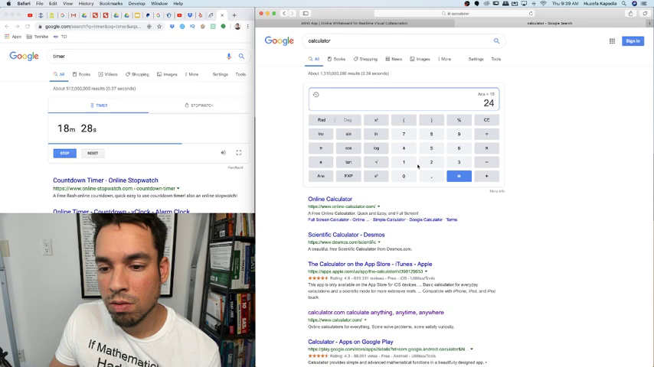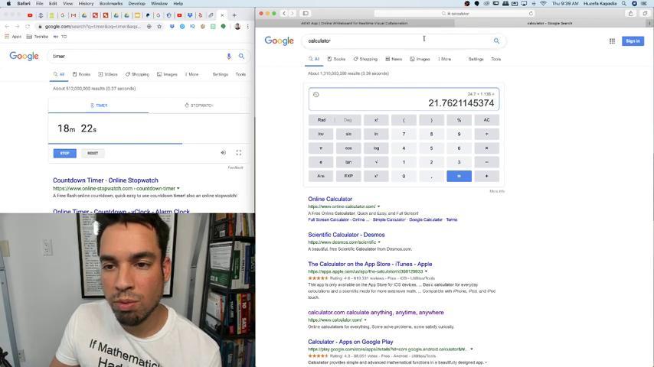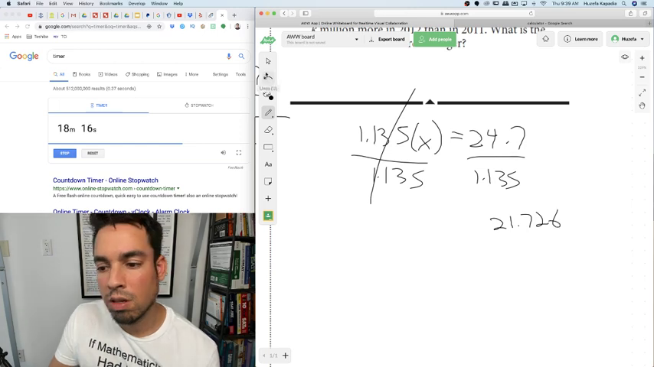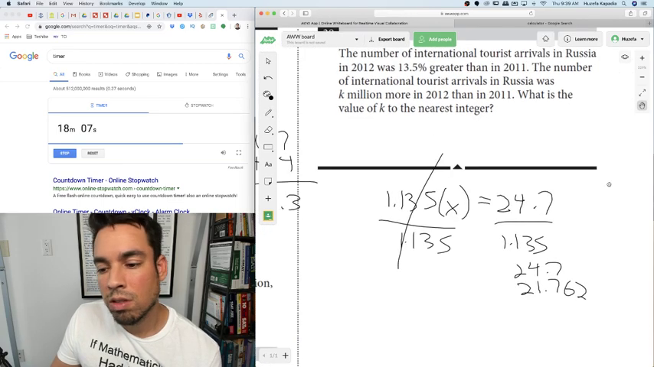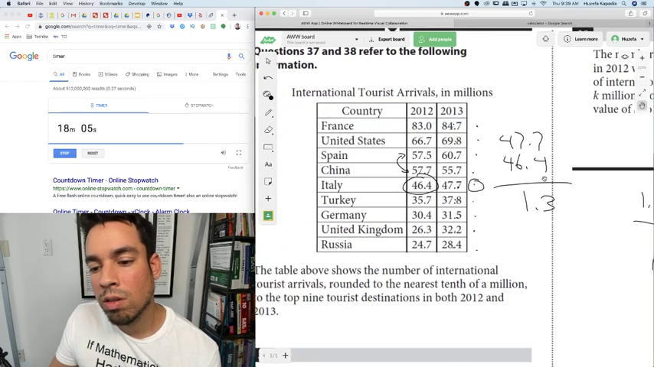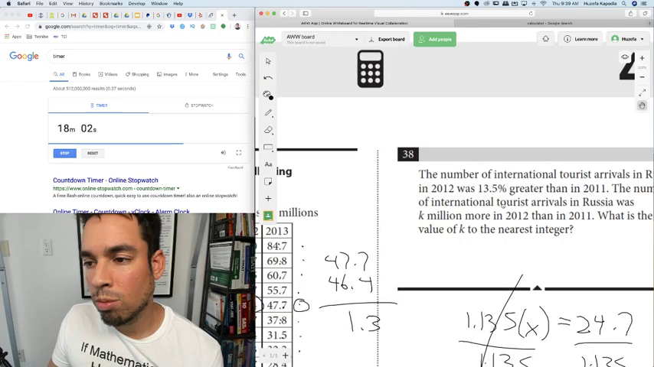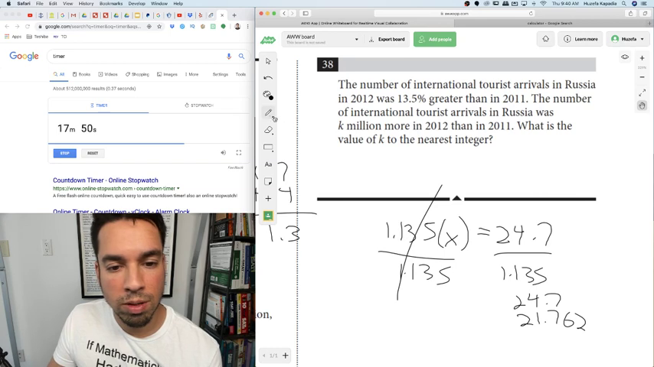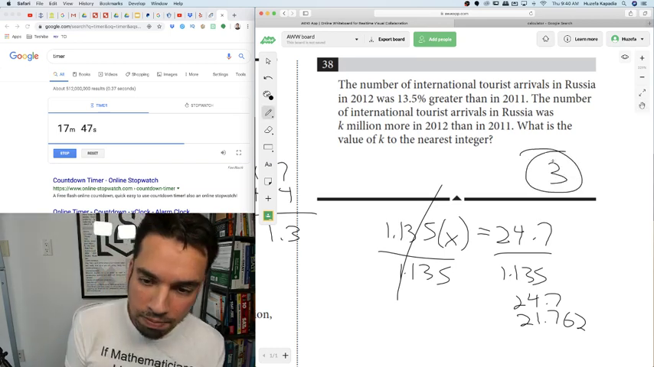24.7. 21.762. Oops. 762. And this one is 24.7 to the nearest integer. Let me just make sure. 24.7. So I do 24.7 minus that. .9, or to the nearest integer is 3. And that's it. We're done.